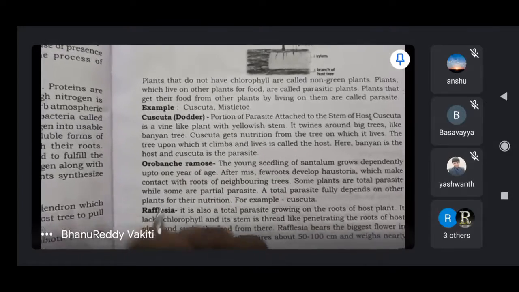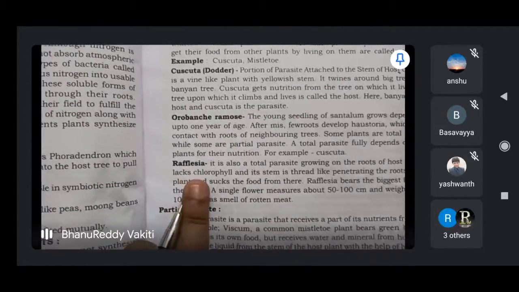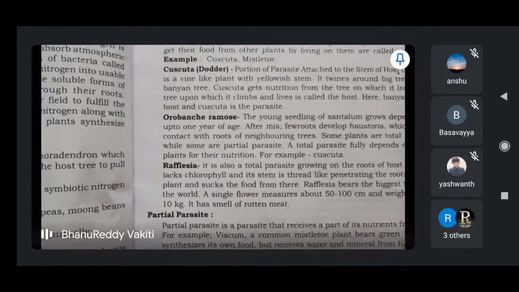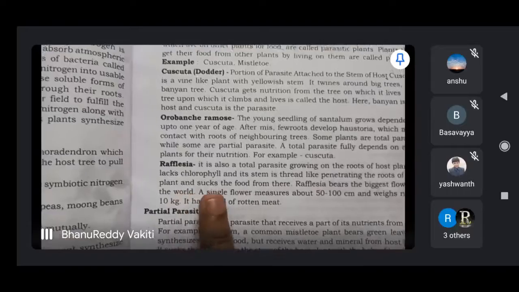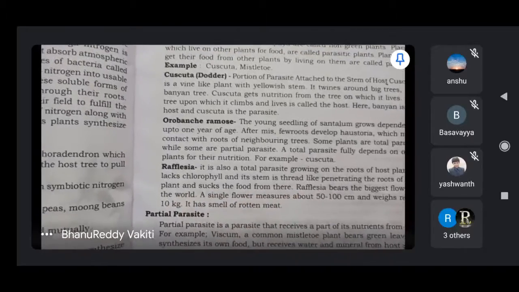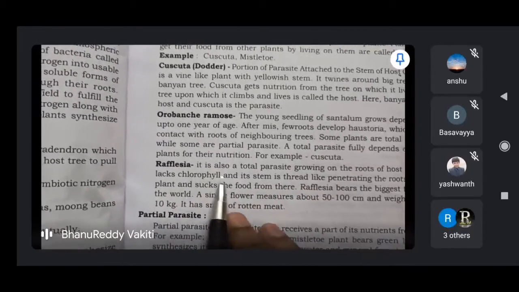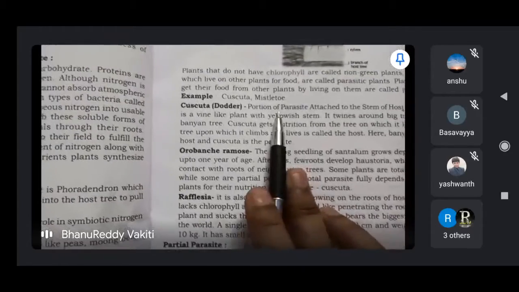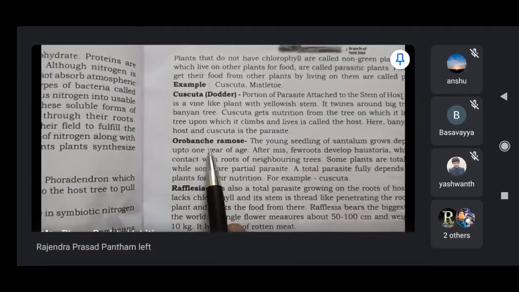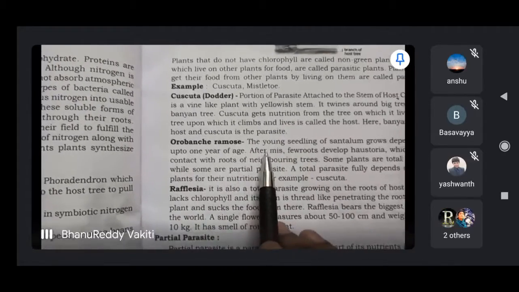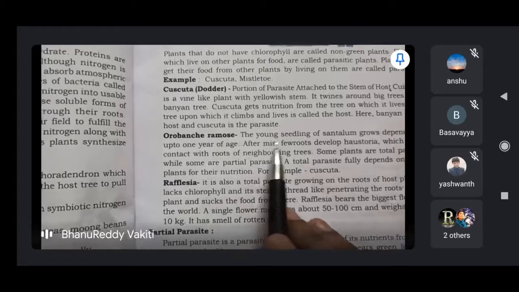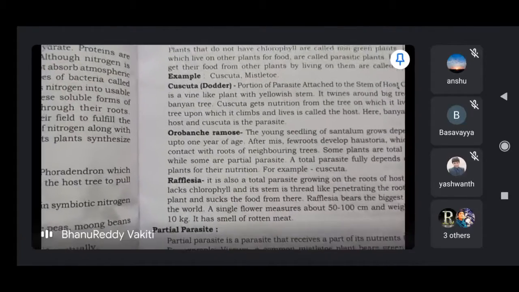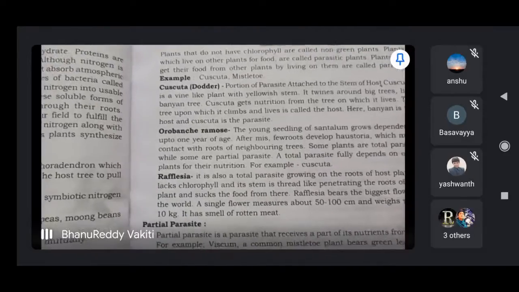So Orobanche, Rhizoma, Rafflesia, these all are types of parasites. The plant sucks the roots of the host plant and sucks the food from there. So these are Rafflesia-type total parasites growing on the roots of the host plant. This is on the stem. And this is Orobanche, the young seedling grows depending on the host up to one year of age. So in that manner parasites are depending on others.